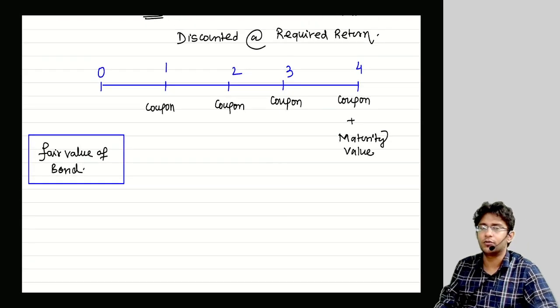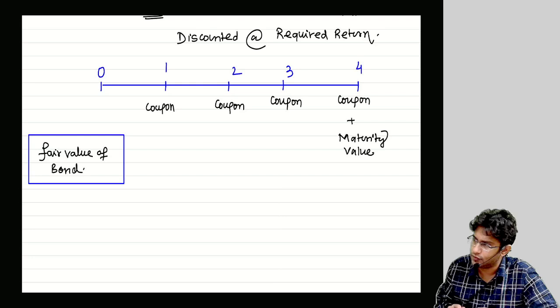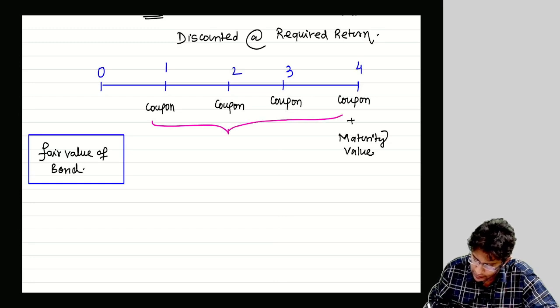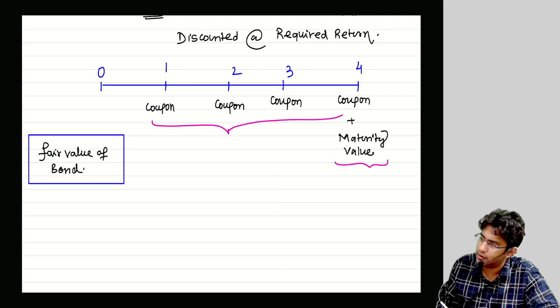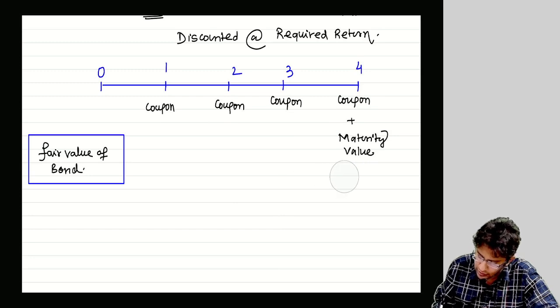Based on the above discussion, what is the answer? It's the present value of all your future cash flows. That means I have to discount what all, you tell me? I have to discount the present value of all these 4 coupons. I have to also discount the maturity value. That means the present value of the entire coupons and the present value of the maturity. So let me write like this.